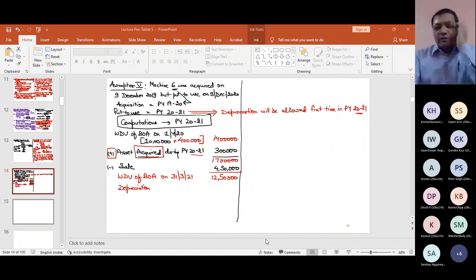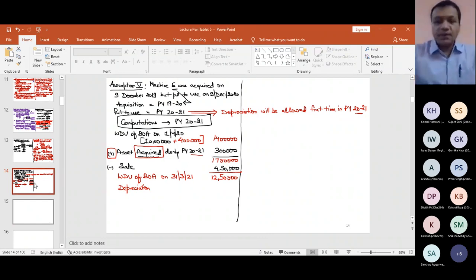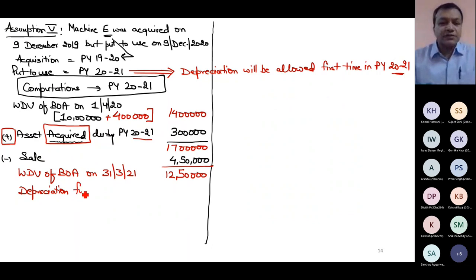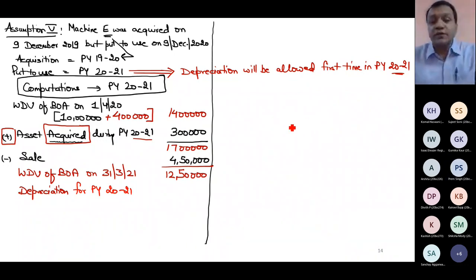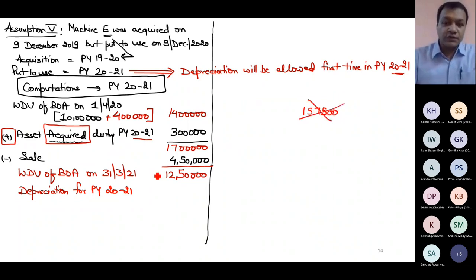Now, can you tell me the answer of depreciation? How much is the depreciation for the previous year 2021? 1,57,500. Wrong. 1,57,500 is a wrong answer. Think logically and compute the answer of depreciation.